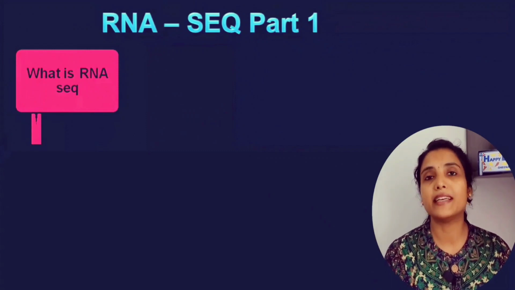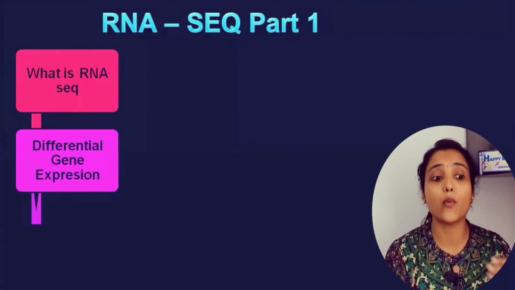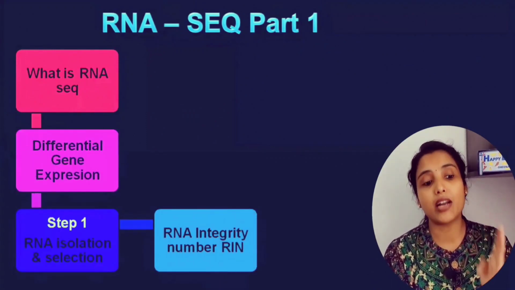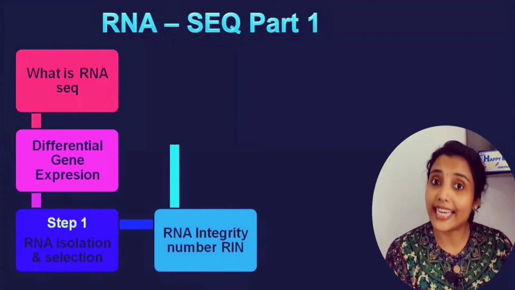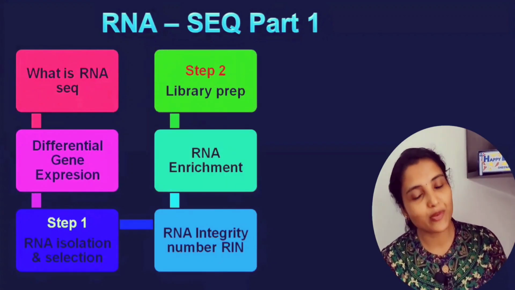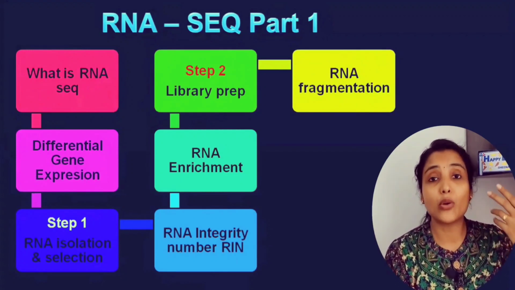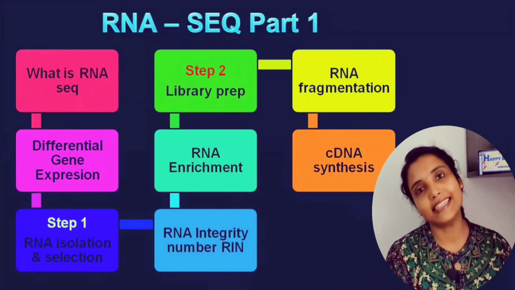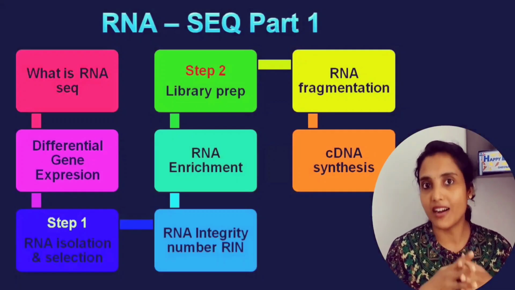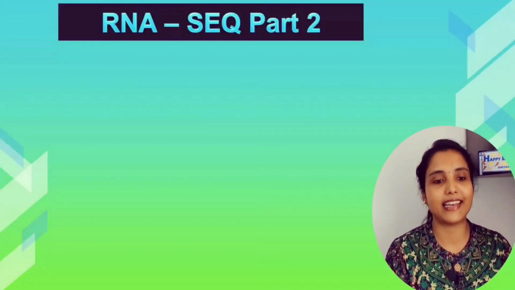So in part 1, we'll be basically discussing what is RNA sequencing, what is differential gene expression, about RNA isolation and selection, about RNA integrity number, RNA enrichment, library preparation. We'll begin with library preparation, the second step, and we'll look at RNA fragmentation and cDNA synthesis. So these topics will be covered in the first part. Let's see what will be in the second part.